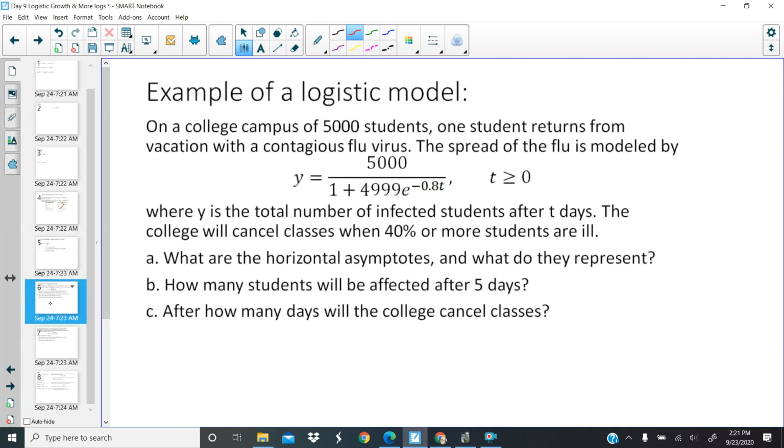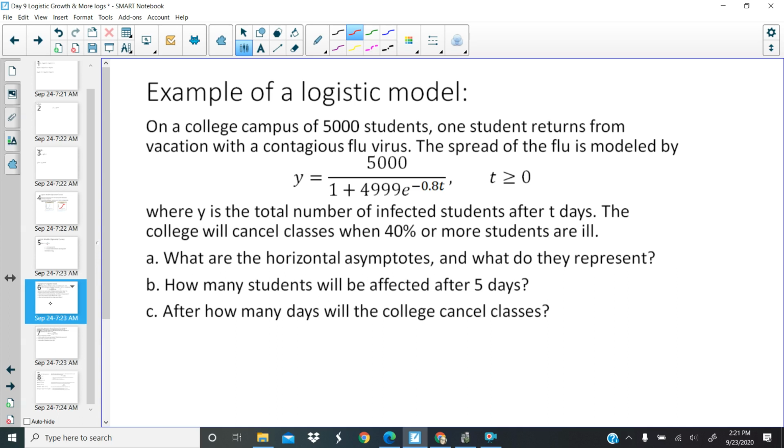So here's our first example. It says on a college campus of 5,000 students, one student comes back with the flu. The spread of the flu is modeled by this equation, where y is the total number of students infected over time, and t represents how many days have passed. The college will cancel classes when 40 or more students are ill. First it wants to know what the horizontal asymptotes are and what they represent.